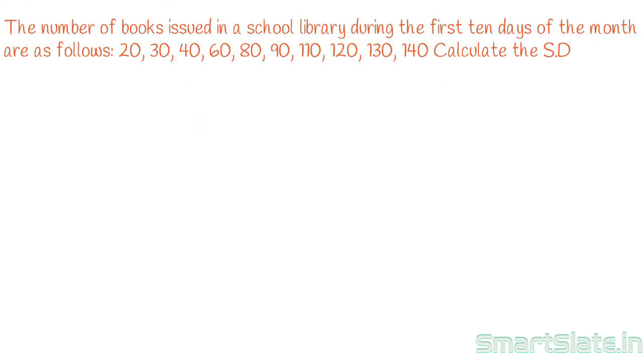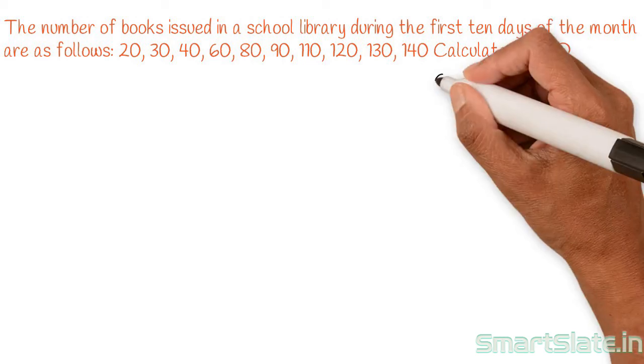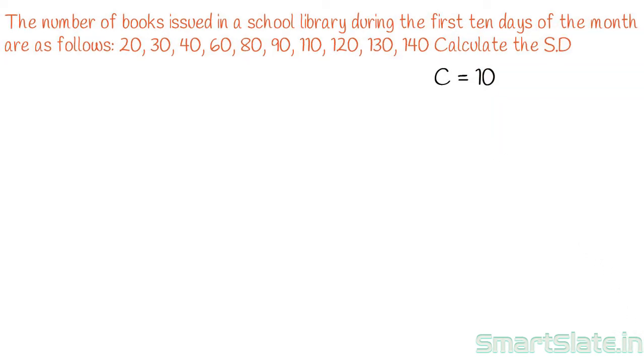Let me solve an example. The number of books issued in a school library during the first 10 days of a month are as follows: 20, 30, 40, 60, 80, 90, 110, 120, 130, 140. Calculate the standard deviation. First and foremost thing you should do in this step is to identify the common factor of all the scores. From the scores, it is pretty clear that the common factor is 10.